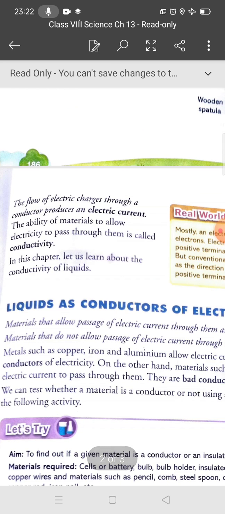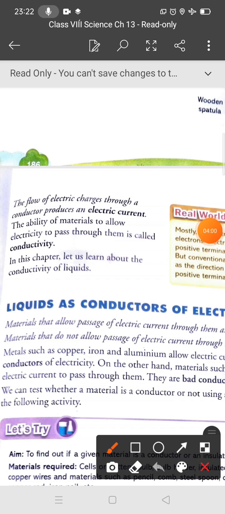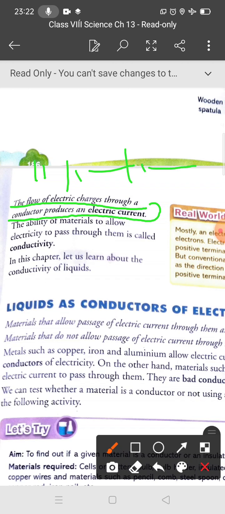So the flow of the electric charge through a conductor is called the electric current. The flow of the electric charges through a conductor produces an electric current. When the charges flow through a conductor, that produces the electric current.